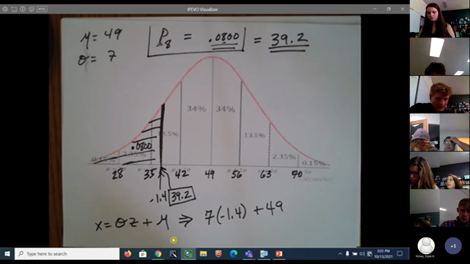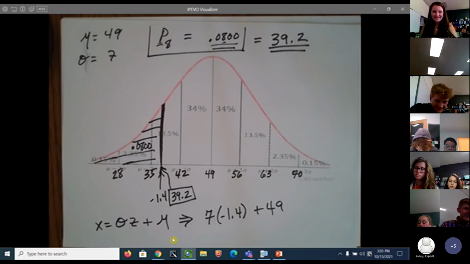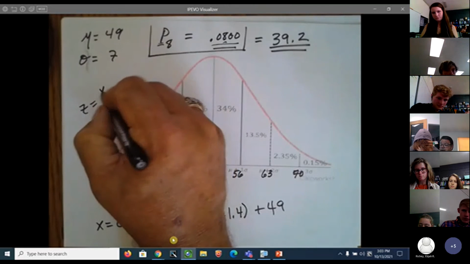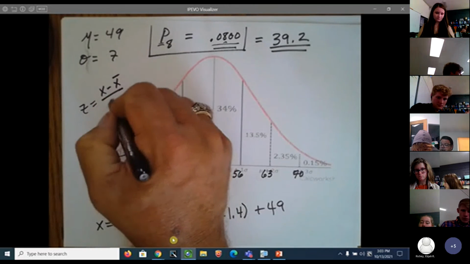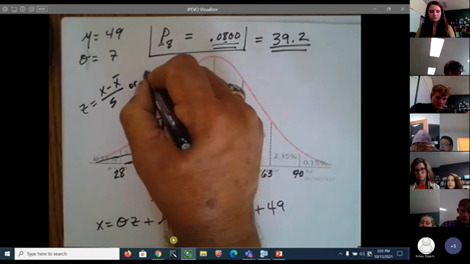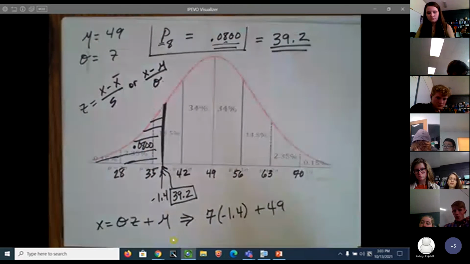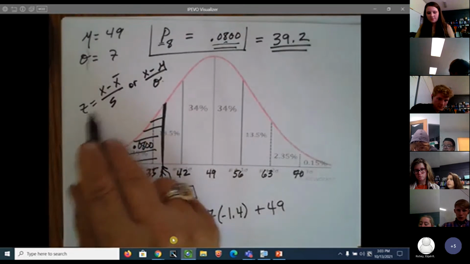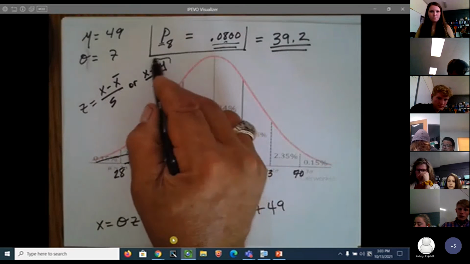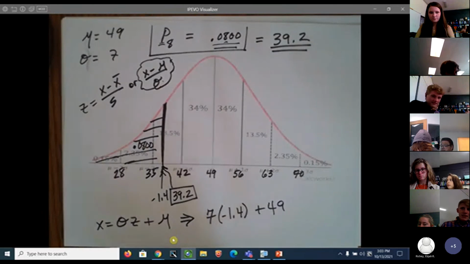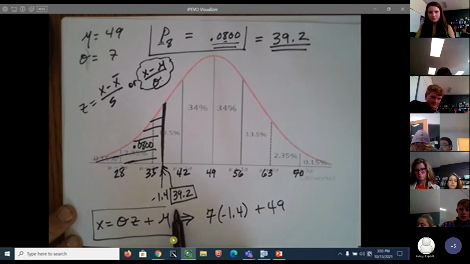That formula you used at the end, where did that come from? Zσ plus mu, it comes from, yeah, that one. Z is equal to X minus X bar over standard deviation, or X minus mu over sigma. If you solve this for X right here, you'll get that. Okay, thank you.